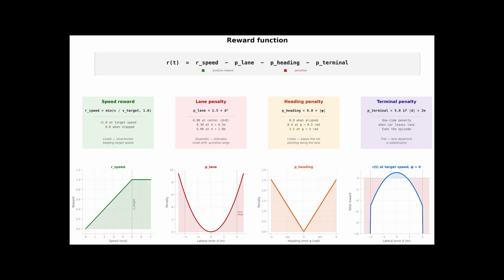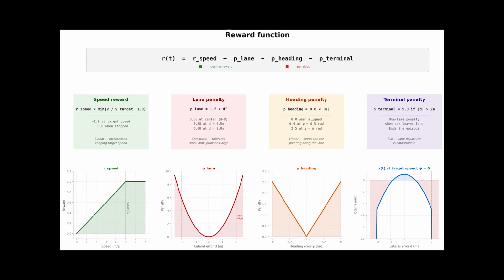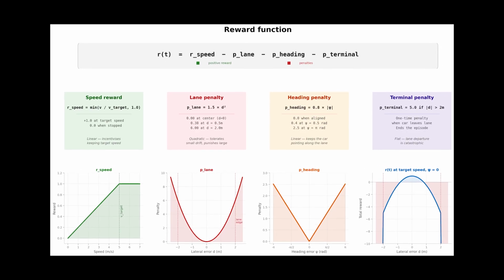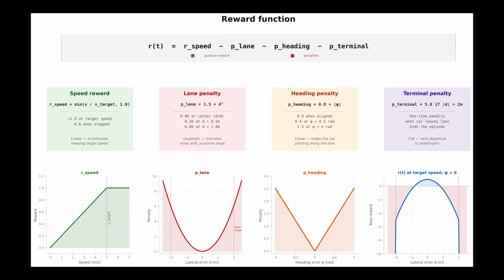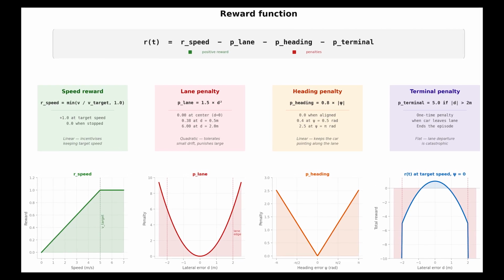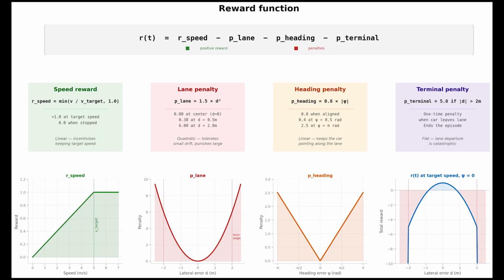For the reward, at each time step, the reward is speed minus penalty. We encourage good speed and penalize line deviation, heading error, and going offline. The weights are chosen empirically.